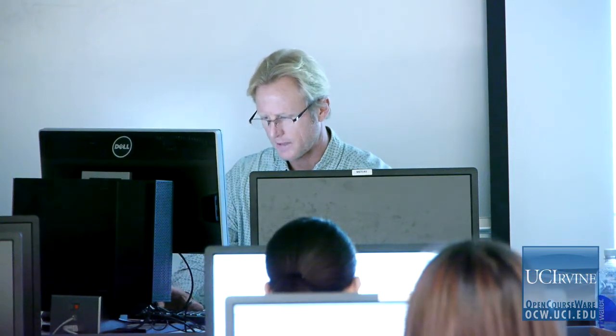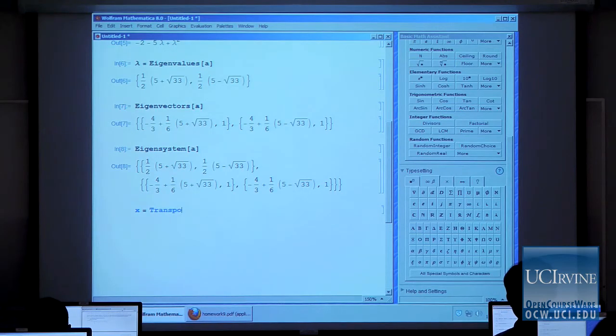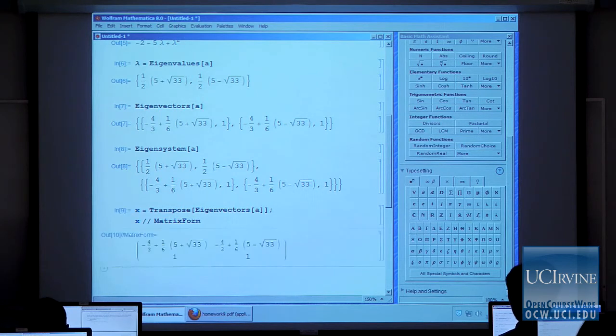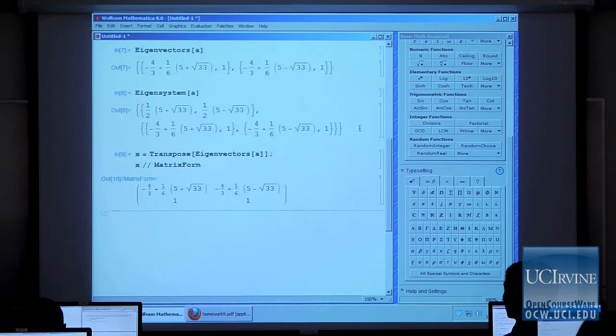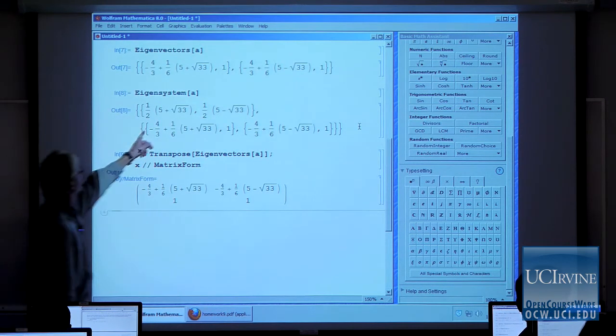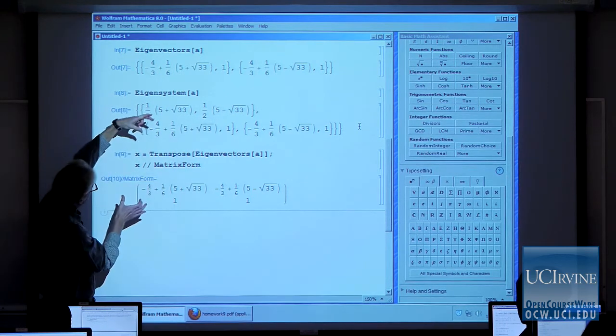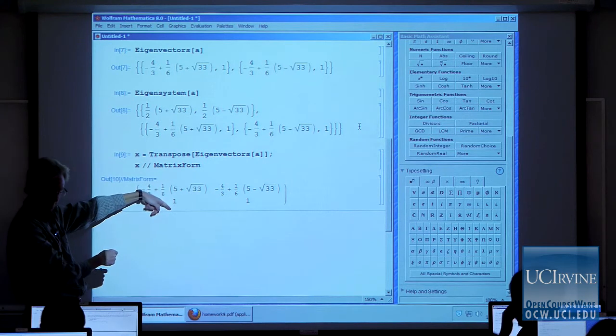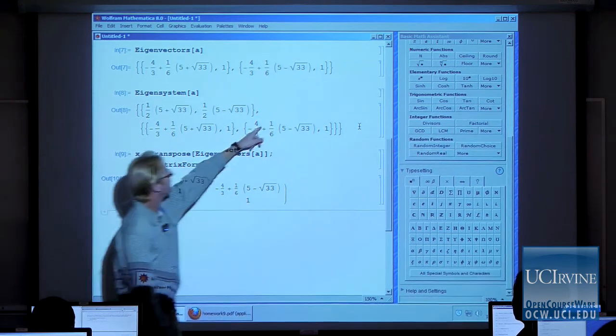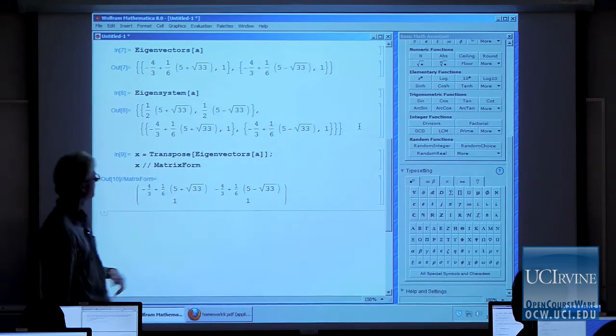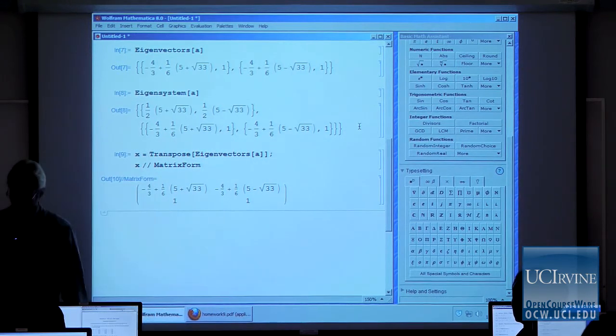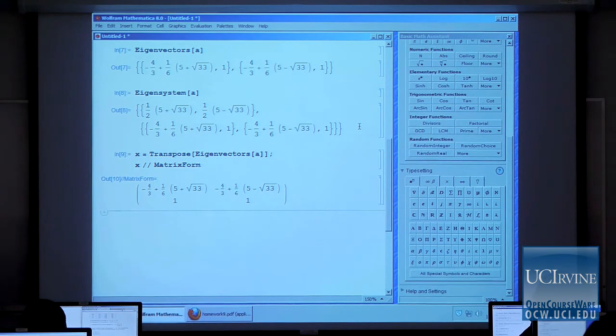Okay, so here's how I'm going to form the matrix X. So X equals Transpose of the Eigenvectors of A. All right? Put a semicolon, and then we'll look at it in matrix form just to make sure it looks right. Okay? So now notice this eigenvector has been put like that, and it now shows up here. That's x1. Okay? And then this one has been transposed and put in here, x2. All right, so x1, x2. So that's our matrix of eigenvectors.